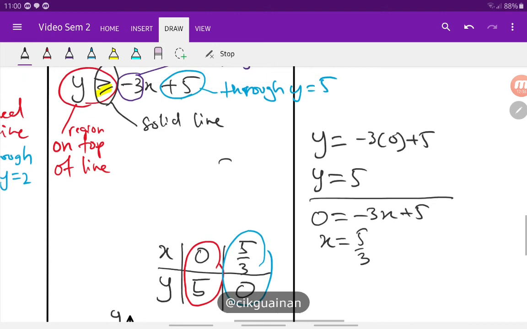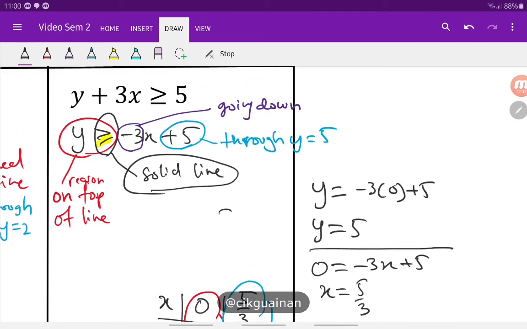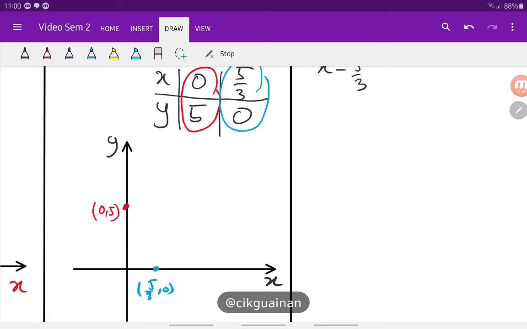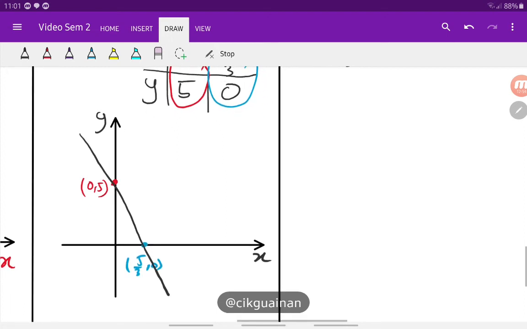And then we can have our line. What kind of line? Don't forget, it's a solid line. So we can use a ruler and draw the solid line over here. It looks horrible, better. Now we want to know the region.